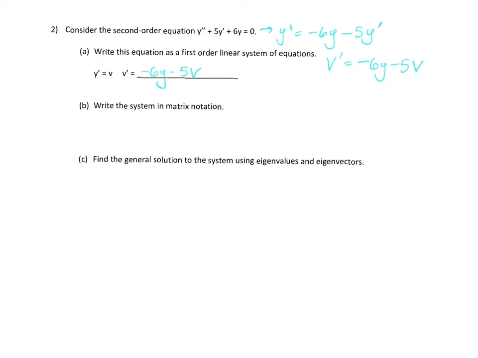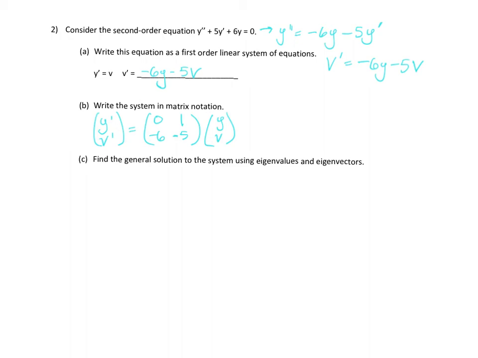Write the system in matrix notation. So we've got y prime, v prime equals, and then I have a matrix times (y, v). So my y prime equation is y prime equals v. So 0y plus 1v. And v prime is negative 6y's and negative 5v's. Find the general solution to the system using eigenvalues and eigenvectors.